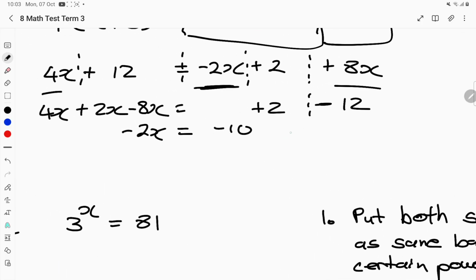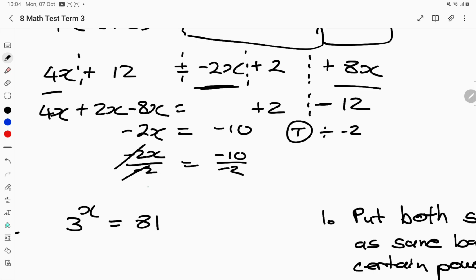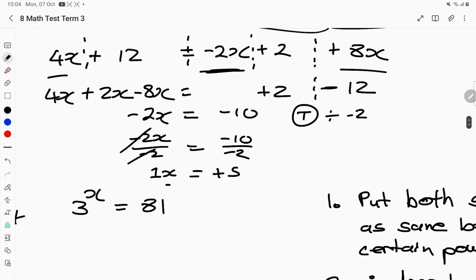Oh no, what do? We follow the rules. All terms divide by the coefficient of x. What's attached to that x? Negative 2. So let's just do it the long way. Negative 2x over negative 2 equals negative 10 over negative 2. And this will just cancel out, leaving us with a 1x, because negative 2 divided by negative 2 is just 1. Equals negative 10 over negative 2 is a positive 5. So x is a 5. X equals 5.